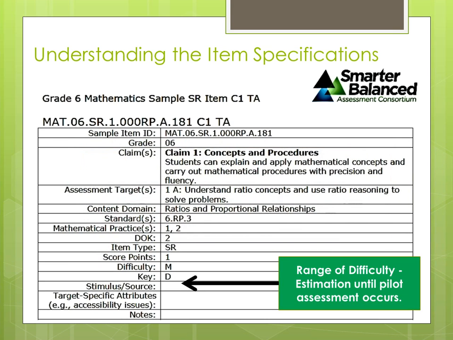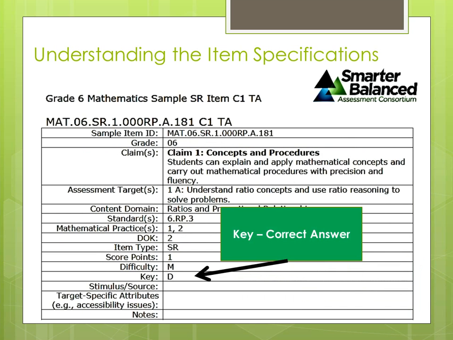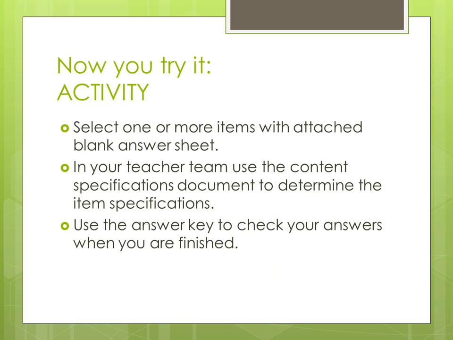And then the range of difficulty. Until the field test occurs, that's just an estimation. So they're going to be getting a lot of information about item difficulty after we go to the field test this spring. And then, of course, the key is the correct answer.